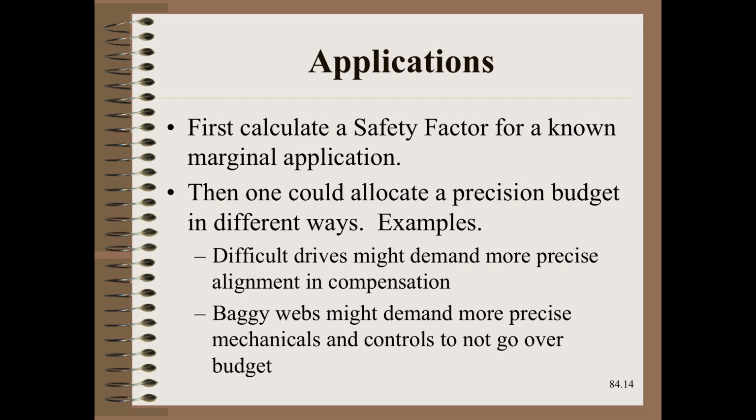Once this so-called threshold of pain is obtained, we are free to allocate our precision budget in different ways. If, for example, drives are difficult, we could open up that tolerance and make up with a more precise roller alignment. If we have increasingly baggy webs, we might counter with a combination of both improved drives and improved mechanicals. With experience, we may move into new applications solely based on what safety factor has been found to be a good compromise between over and under design.